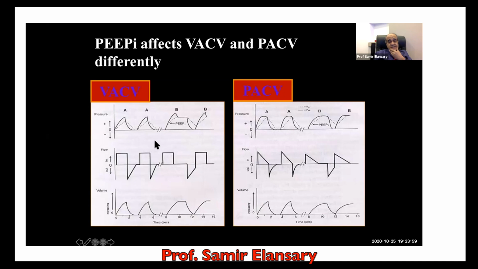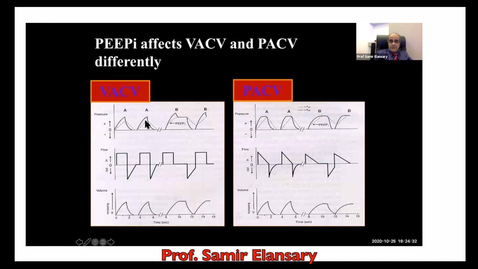These scalar curves also show the effect of intrinsic PEEP in both volume assist control ventilation and pressure assist control ventilation. If you look at volume assist control ventilation here, you will see the volume is fixed, no problem with the volume. But the changes which will occur if the patient develops intrinsic PEEP are that the airway pressure, the plateau pressure and the peak pressure will increase, as we see here from the pressure-time scalar curve. We see it is increased more than here.